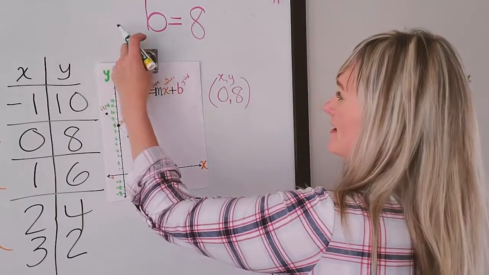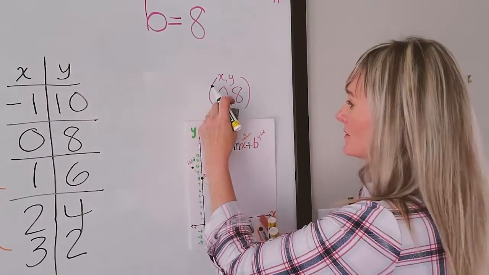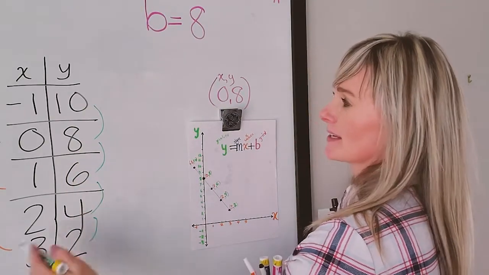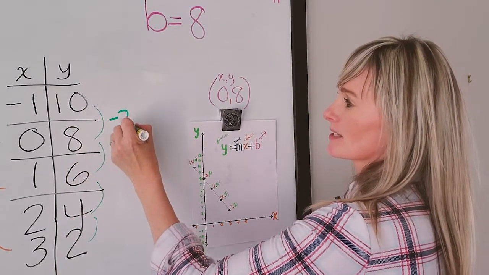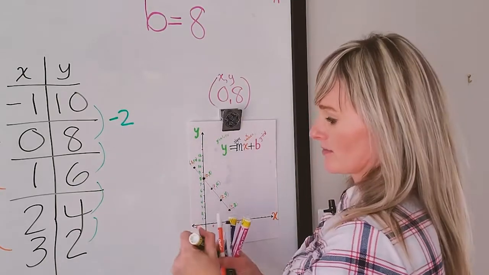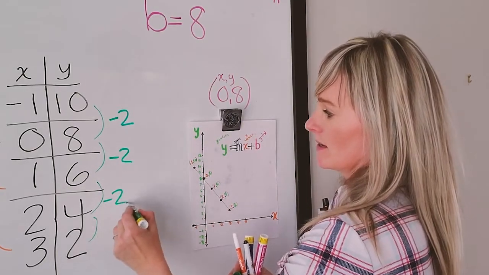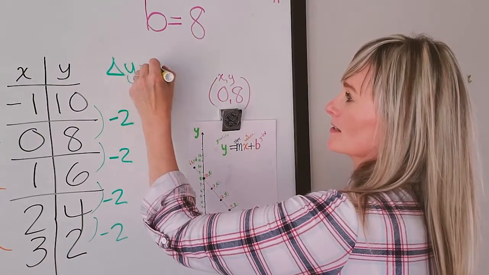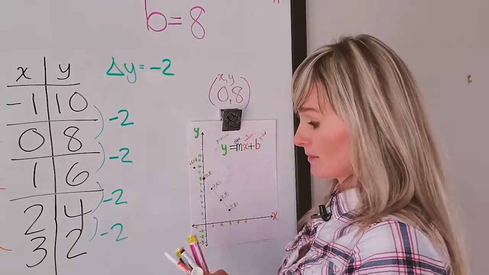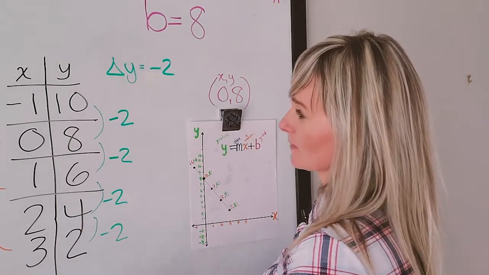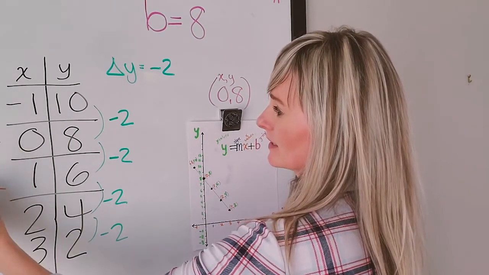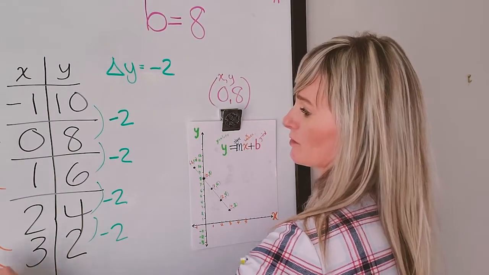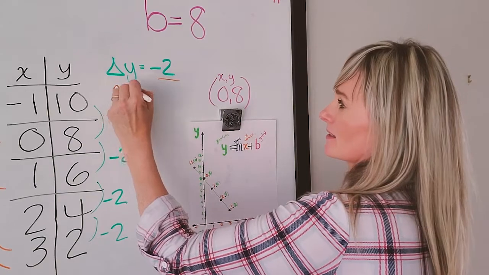I'm going to move this over here, hopefully you can still see it, so that I can write over here. So what's happening here? Well, we notice it's going down by 2. Each time we have to subtract 2. That's the change in y. So the change in y is going to be -2. But what's happening with the x? Well, let's see. It's going up by 1.